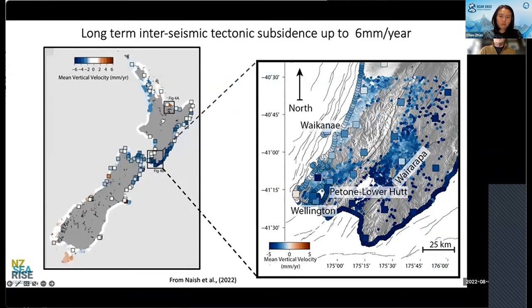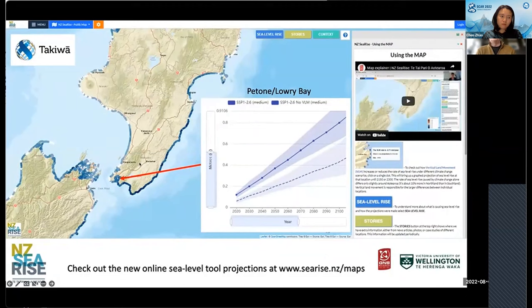So we developed a website for users, for stakeholders and planners. You can zoom in on any 0.2 kilometer space, you can click on it, you can get the range of sea level projections, 2100 out to 2300, both with vertical land movements included and without vertical land movements, which is what the old guidance gave. And you can see there's a significant difference if you include the rate of vertical land movement.